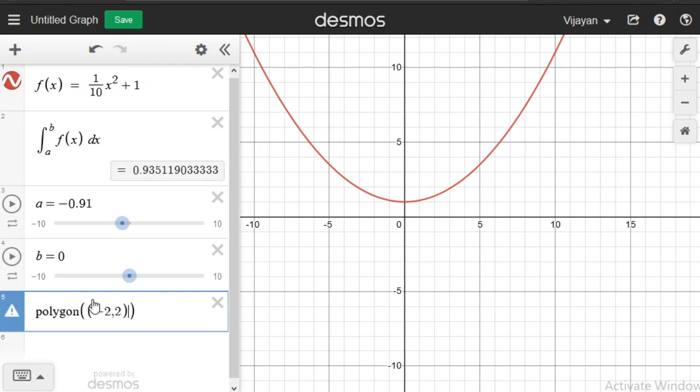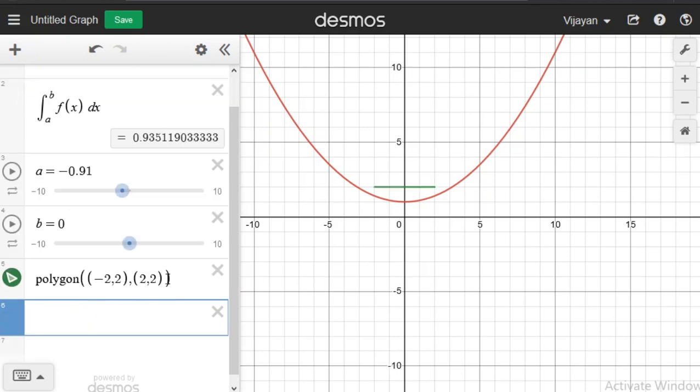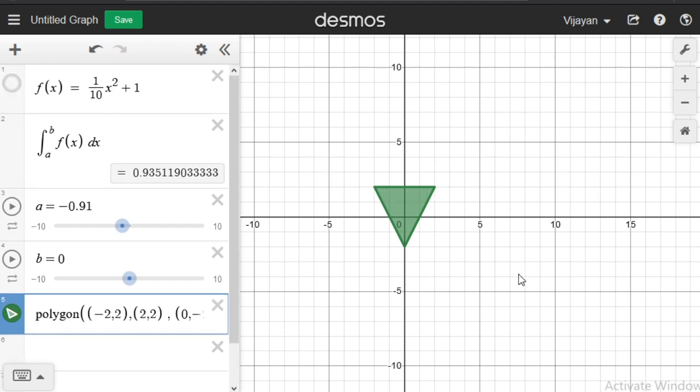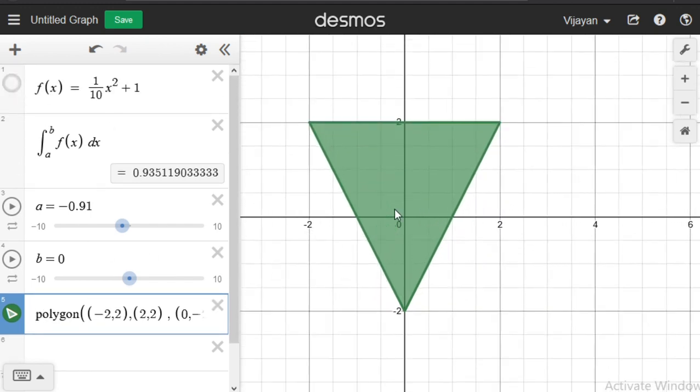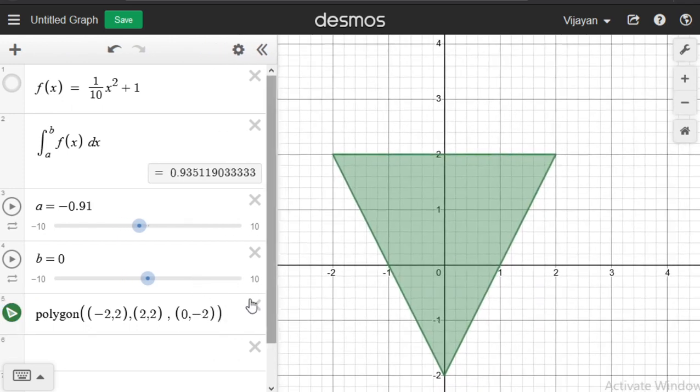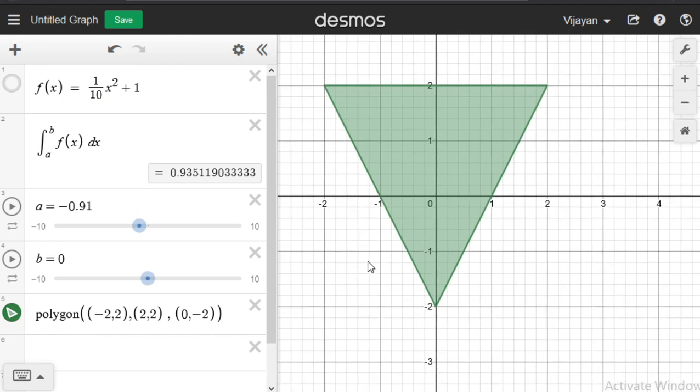(-2, 2). The second data point is (2, 2). The third data point is (0, -2). So this gives me a triangle, because there are three data points. Since it is a polygon, the inside of it will be colored.